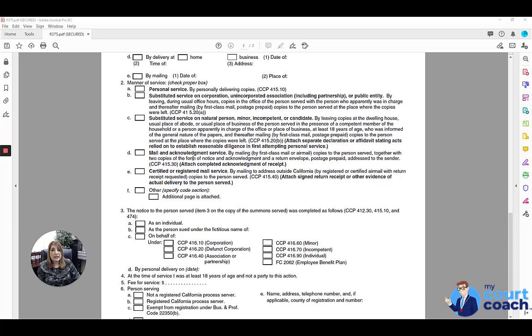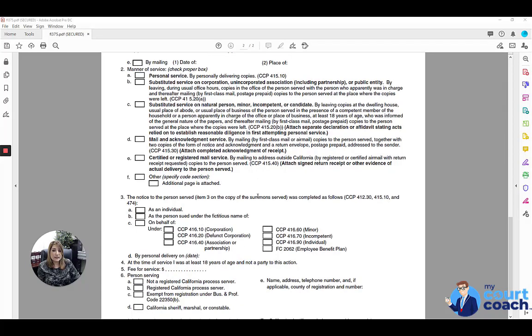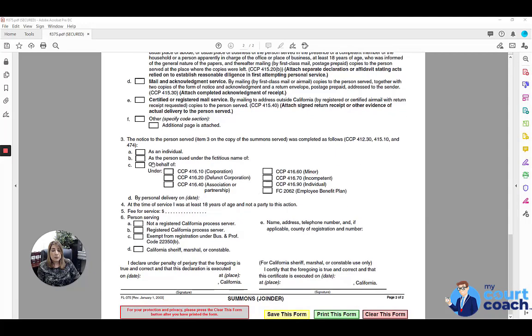If it was by mail and acknowledgement of service, then you need to attach a completed acknowledgement of receipt to this form. If it was by certified mail, then you need to attach the signed return receipt. If it was any other method, maybe the person being served authorized email service, for instance, indicate that and then attach that agreement here too, or any other documents that you think are pertinent to show that this was proper service. Again, page 1, we had you describe what sort of claimant this is, so just copy that same information over here in item 3.